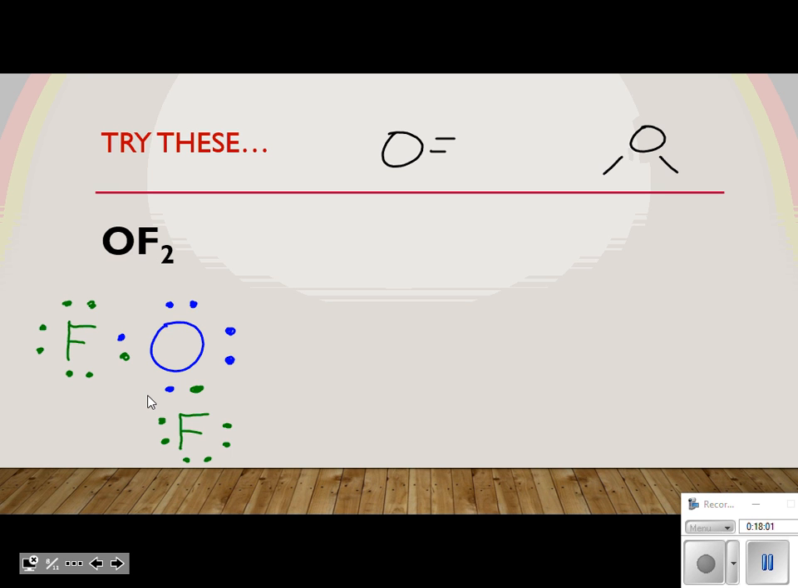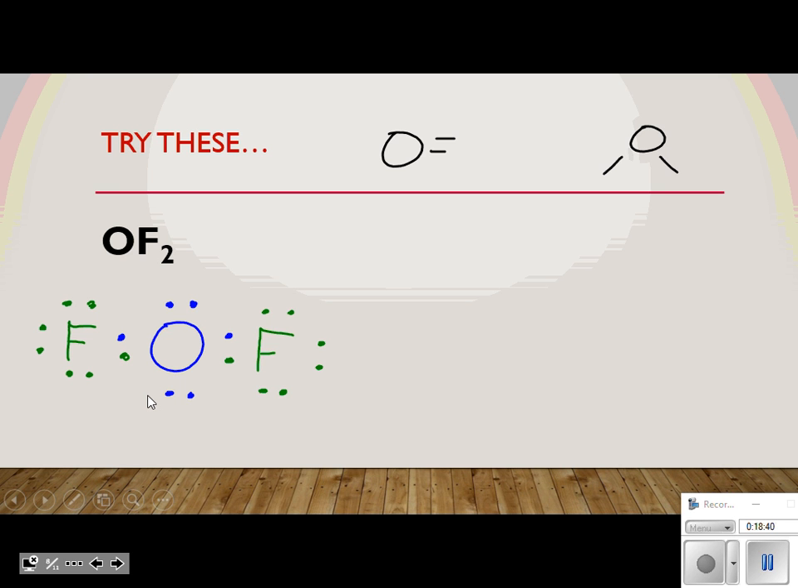Now, one of the biggest questions I get on this is, I drew it like this. Somebody will say, well, Mr. Braun, what would happen if I drew it like this? It's a different way than I drew it, right? However, that's the same.